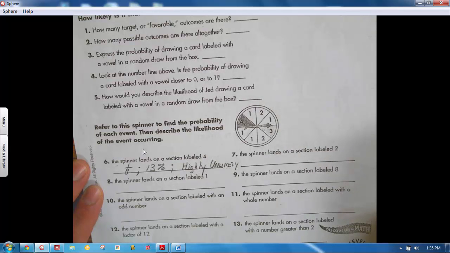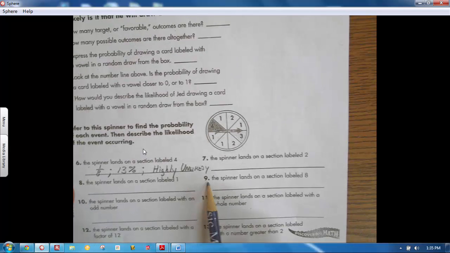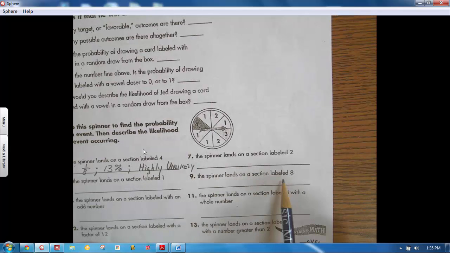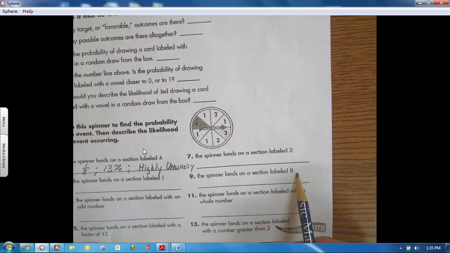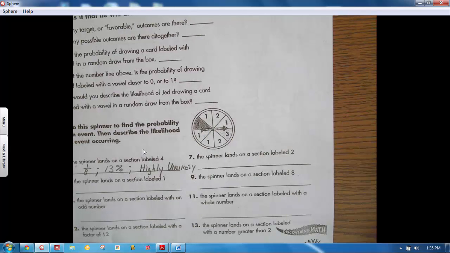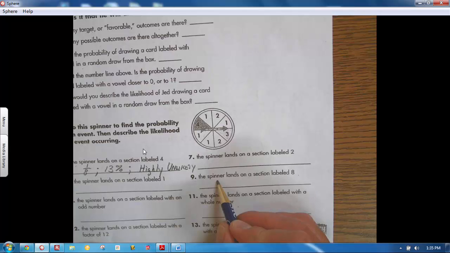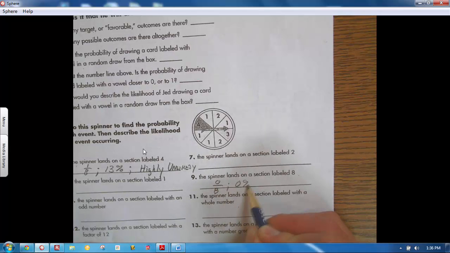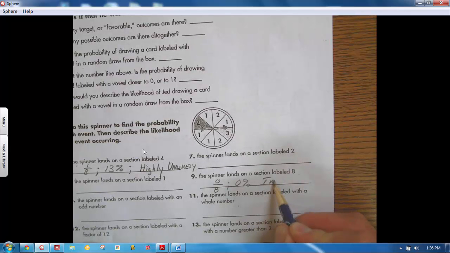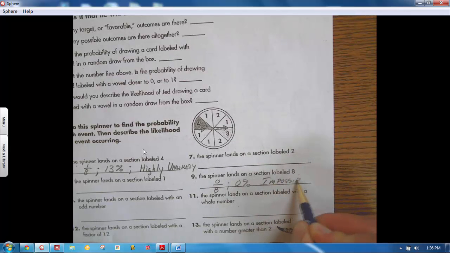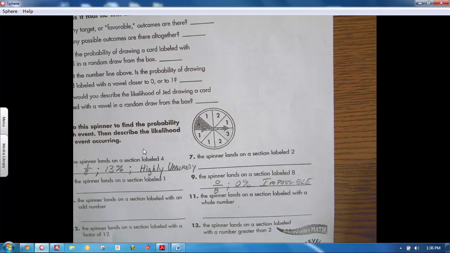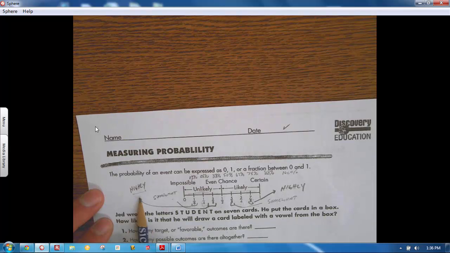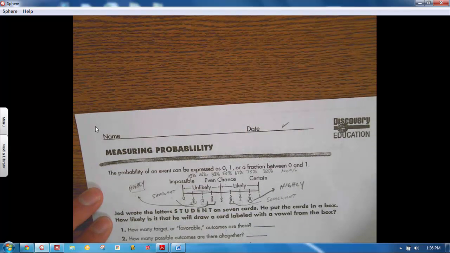All right. Looking over here at number 9, we'll skip a couple here. It says, what are the chances of the spinner landing on a section labeled 8? Okay, well, if we look at this spinner, there's no section labeled 8 here. So there is a 0 out of 8 chance, a 0% chance, or it is not possible. Okay, so again, just kind of relative probability, using words to describe how likely it is that something happens.